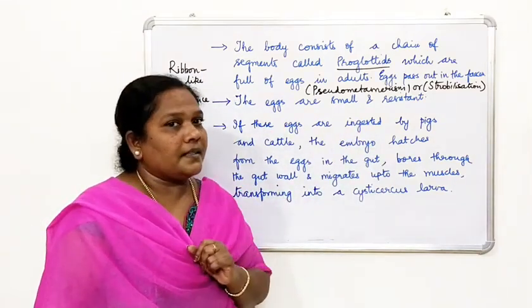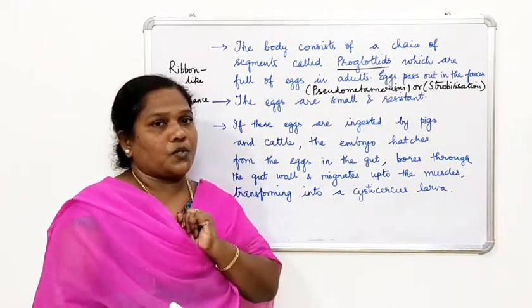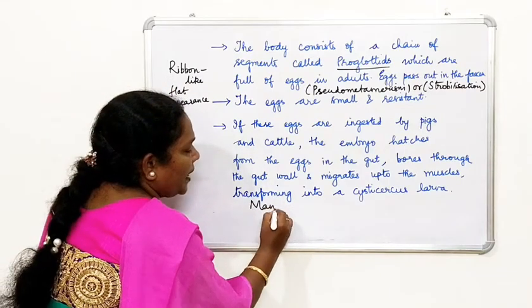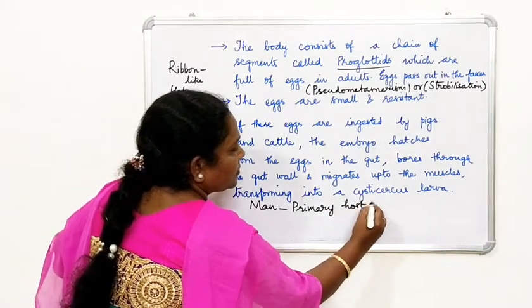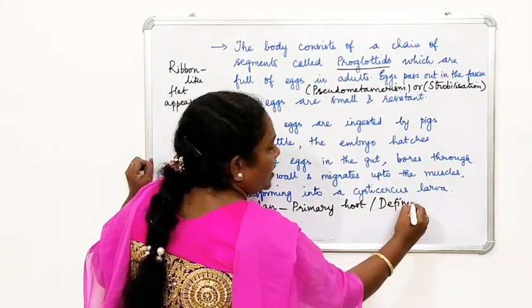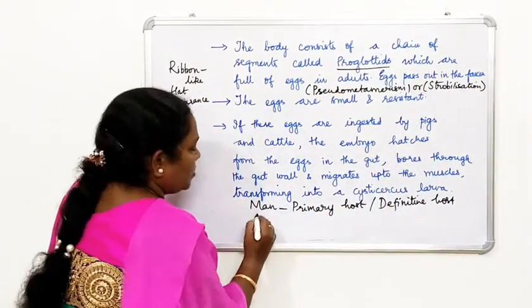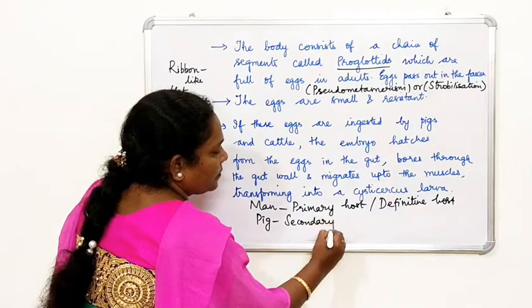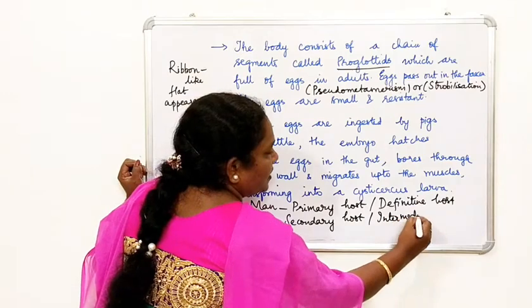So you have to understand here, this Taenia solium, to complete its life cycle, it needs two hosts. So what are the two hosts? One is man. Man is the primary host, or you use the term definitive host. Then what about these pigs or cattle? Here, for example, if you take pig, pig will be the secondary host or intermediate host.